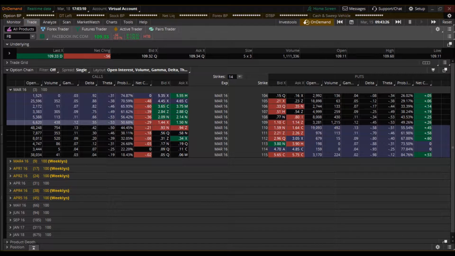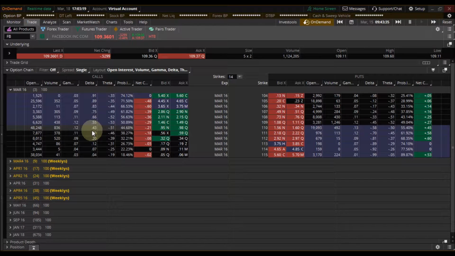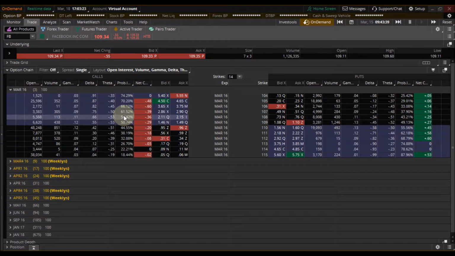Open interest and volume. You want to make sure there's enough open interest and volume in what you want to trade. Make sure it's a very liquid asset. That way you can get in and get out of a trade pretty quickly, because there's a lot of people trading that option.